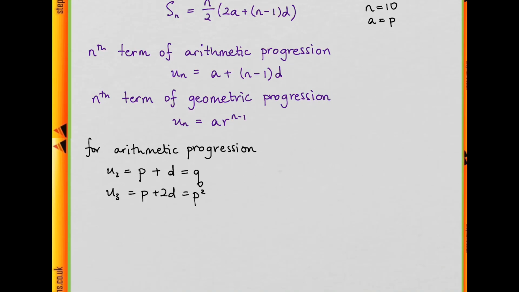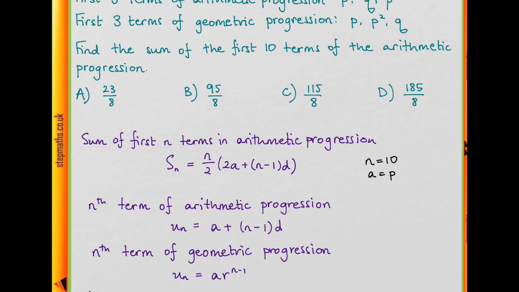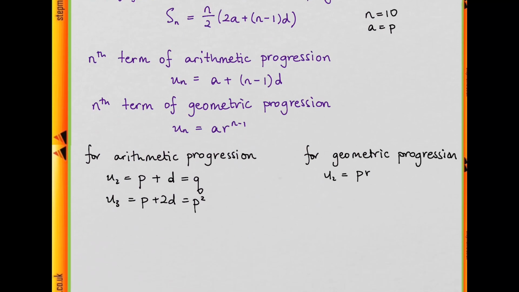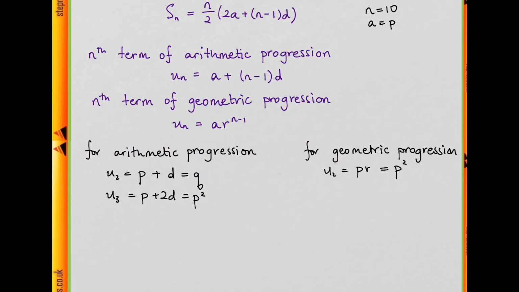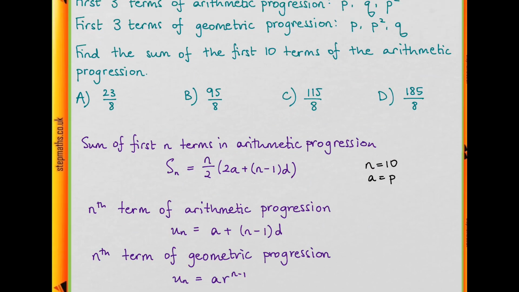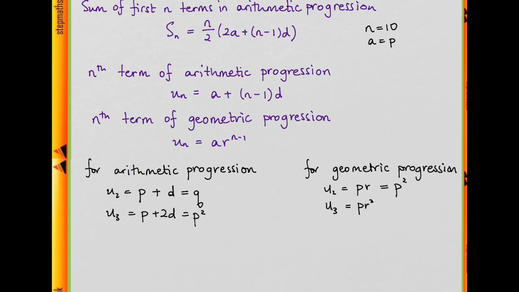And if we now do the same for the geometric progression, the second term is going to be the first term multiplied by the common ratio, so the first term is p, and we know that's equal to p squared. And the third term is going to be p times the common ratio squared, and we're told that's equal to q. So now we have 4 simultaneous equations, so let me label them.